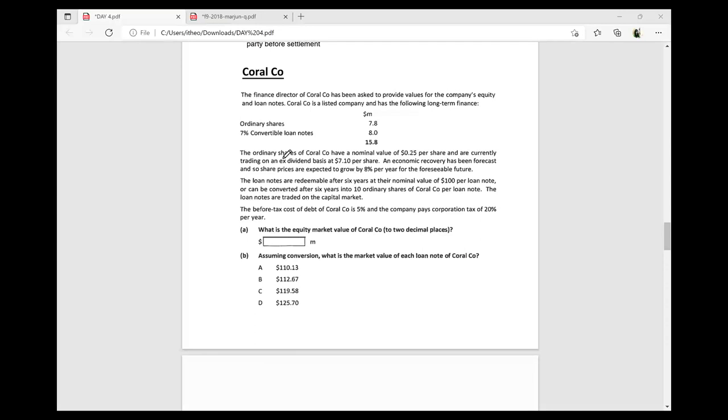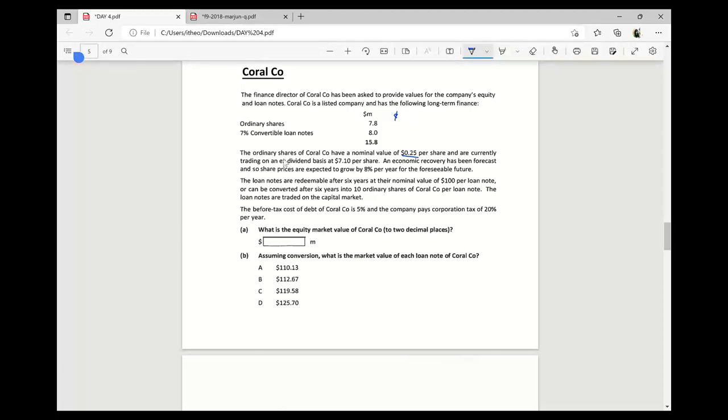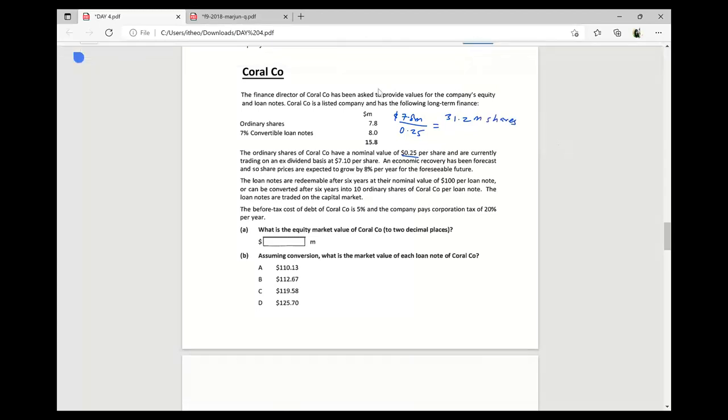So the finance director has been asked to provide values for the company's equity and loan notes. Coral is a listed company, has the following long-term finance. Ordinary shares are 7.8 million and 7% convertible loan notes, 8 million. Ordinary shares have a nominal value of 0.25 per share. This has been discussed multiple times in the classes that if ordinary shares in total are 7.8 million, and shares have a par value of 0.25, you can divide it to get the number of ordinary shares, which is 31.2 million.